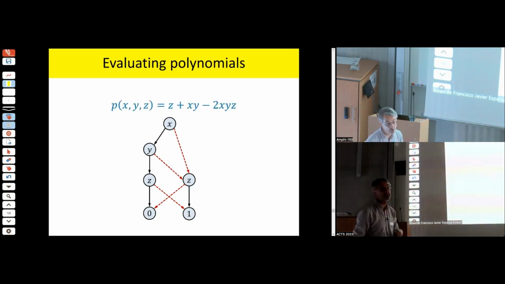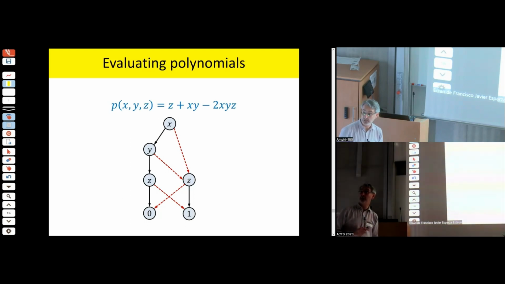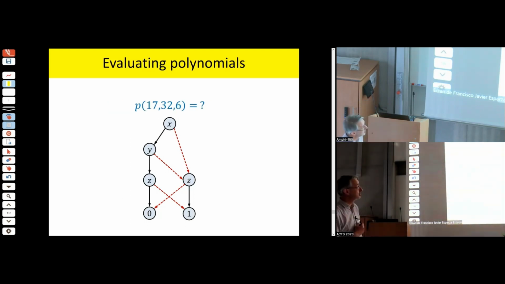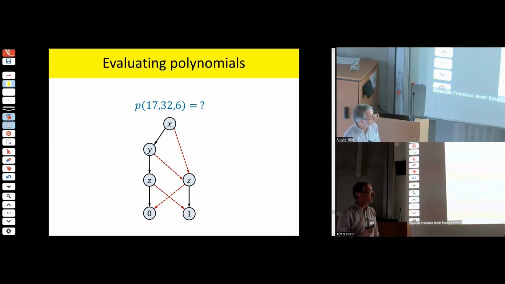So this is the polynomial that is represented by this BDD, if you apply the rules, which is the semantics of a BDD as polynomial, right? So now imagine that the verifier says, I want the value of this polynomial at 17, 32, and 6. Please give it to me. Okay, x is 17, y is 32, z is 6.